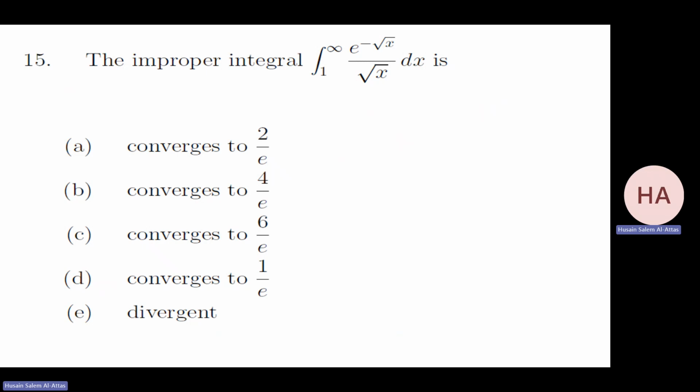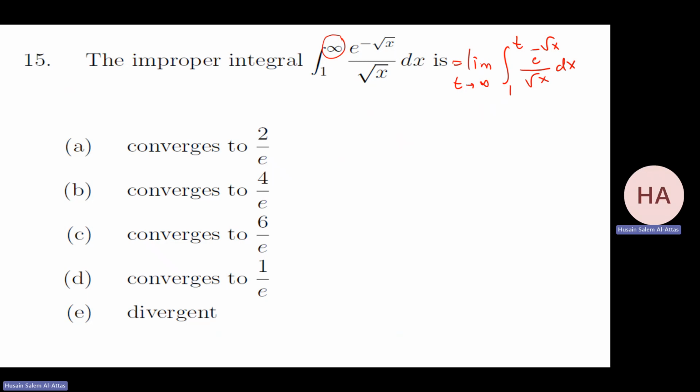This improper integral, we have a problem at what? Here I have 0, I have no problem because the interval is from 1 to infinity. So 0 is not a concern. My only concern is about the infinity. So this one will be the limit as t goes to infinity, integral 1 to t, e^(-square root of x) over square root of x dx.